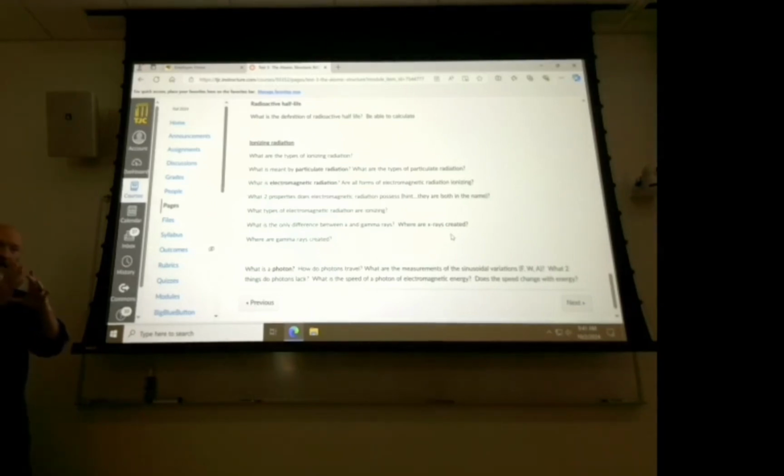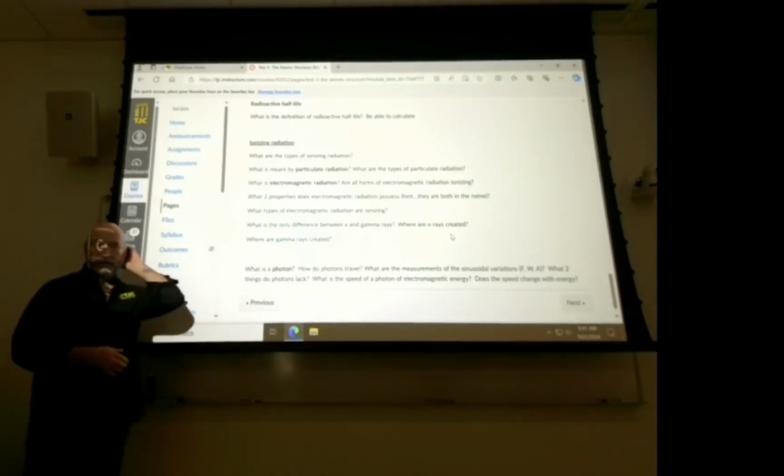So there is a question on the test calculating radioactive half-life, and again, I recommend you just draw a circle. Half of that, that's 1 half-life. Half of that, that's another half-life. Half of that, now you're down to about 1/8, right? In three half-lives.